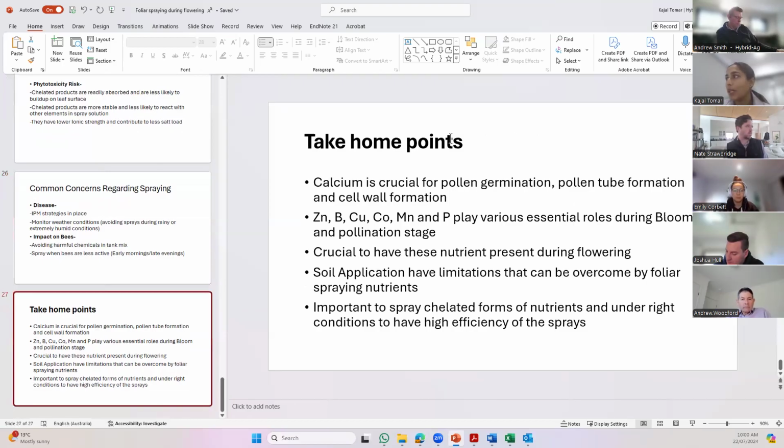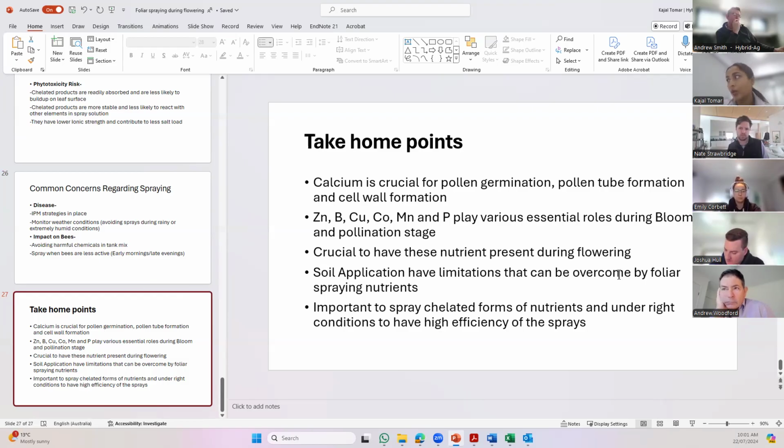So take home points that we have: calcium is very crucial for pollen germination, pollen tube formation, and cell wall formation. There are these trace elements that we talked about. They will play various essential roles during bloom and pollination stages. It's very, very crucial to have these nutrients present during flowering in available forms, and not all of those forms are quite available from soil applications, or they can't be taken up within that time frame if you have extreme pHs or moisture or temperature, other factors that come into play.